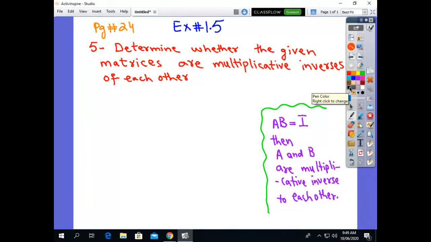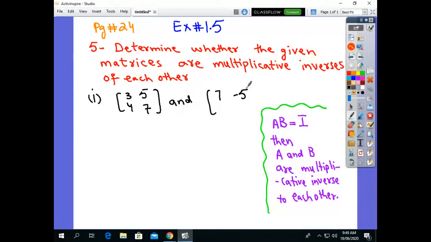Here too, the first matrix is 3, 5, 4, 7, and the second matrix is 7, -5, -4, 3. Here we are to check whether these two matrices are multiplicative inverses of each other or not. If the product of these two matrices becomes an identity matrix, then these matrices are multiplicative inverses of each other. Otherwise not.